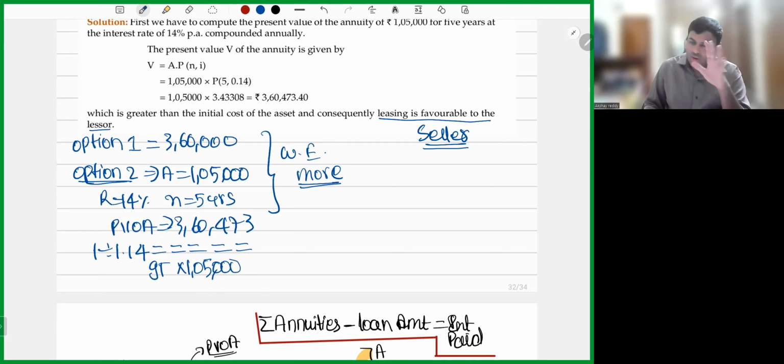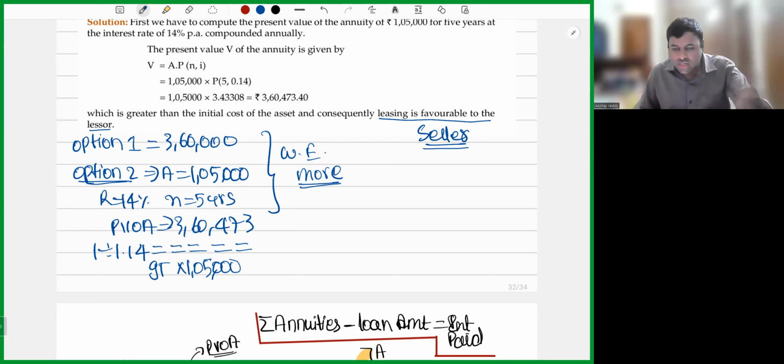So let's see, let's start all those things. You did not focus much. These things you learn in more detail at your inter level. Okay, only basics you have here. Just understand the basics. Option 1 you calculate. Option 2 you calculate. If it's from the buyer's perspective, whichever is less. If you are taking the asset, whichever is less.